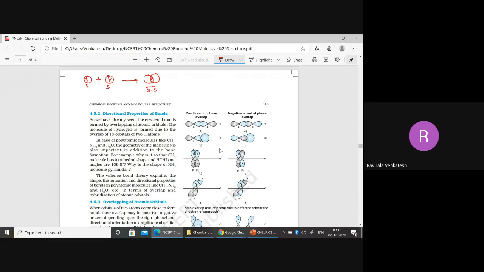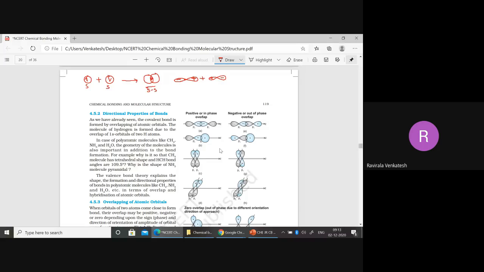Next, the p orbital. What is the shape of the p orbital? It has a double-lobed, dumbbell shape. One lobe is positive and the other is negative. These are wave function signs, simply signs only. I have taken a negative sign and a positive sign here, and here also a positive sign and a negative sign.